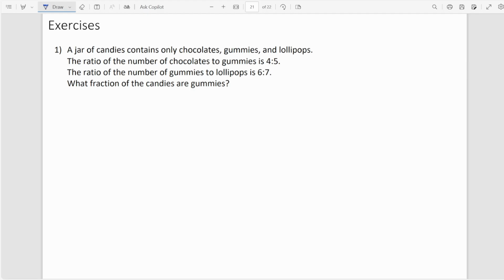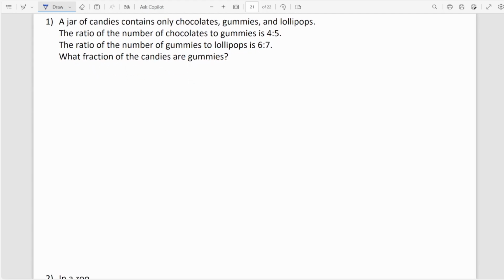Okay, now let's move on to some exercises. You should pause the video and try to solve each of them and then check your answer. A jar of candies contains only chocolates, gummies, and lollipops. The ratio of the number of chocolates to gummies is 4:5. Okay, so chocolate to gummies is 4:5, and the ratio of the number of gummies to lollipops is 6:7. So gummies to lollipops is 6:7. What fraction of the candies are gummies?